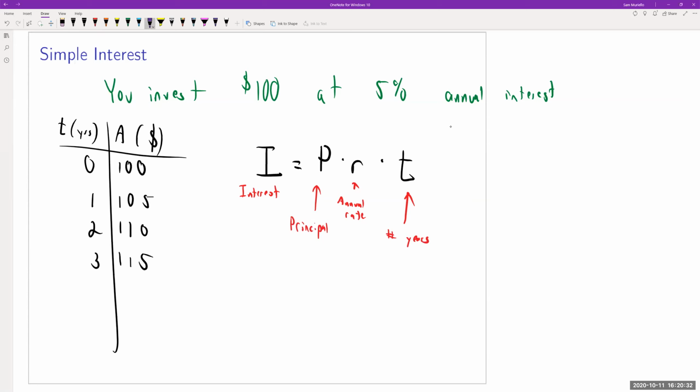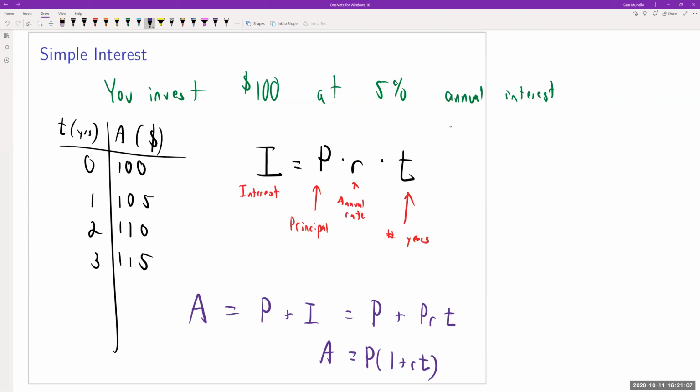This means that the final amount, which is going to be equal to the principal plus the interest, will be equal to P plus PRT, or factoring out the P, P times 1 plus RT. We can use this idea to calculate how much simple interest we will owe or acquire after a certain amount of time, and also to determine how much the final amount will be.